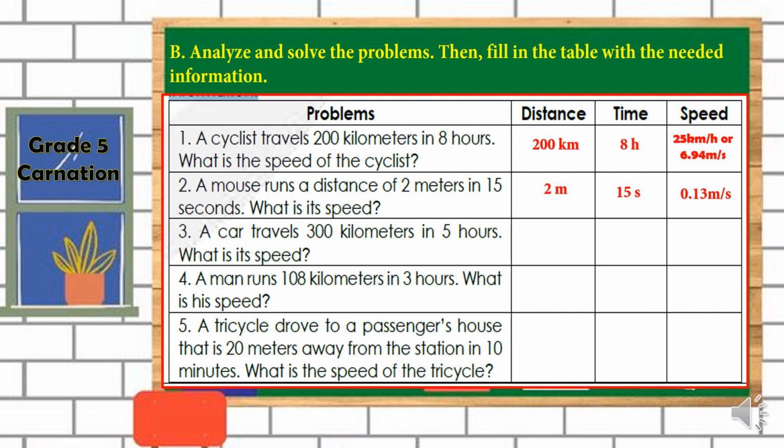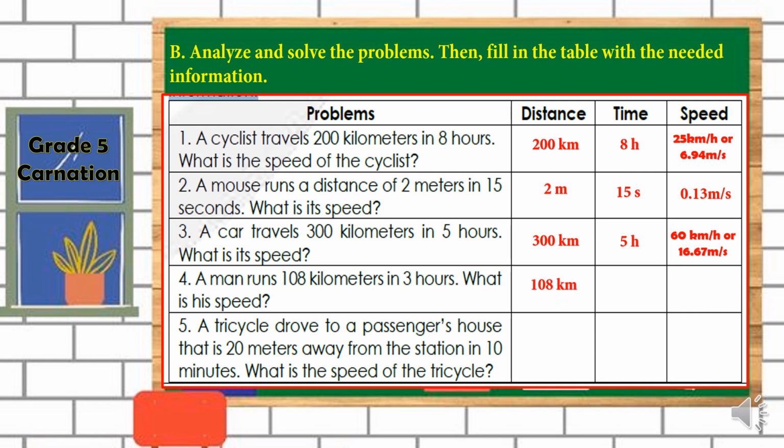And for number 3, a car travels 300 kilometers in 5 hours. What is its speed? So the distance is 300 kilometers. And then the time is 5 hours. And then what is the speed? 60 kilometers per hour or 16.67 meters per second. For number 4, a man runs 108 kilometers in 3 hours. What is his speed?